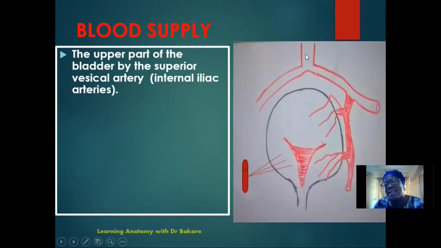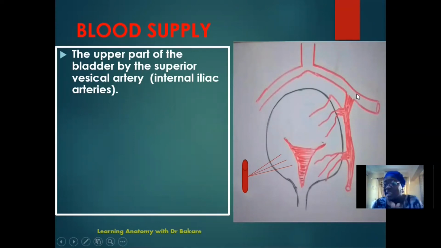So at the terminal end of the abdominal aorta, it bifurcates into two. When it bifurcates, we have the common iliac artery on the right and the common iliac artery on the left. So we have the right common iliac artery and the left common iliac artery.